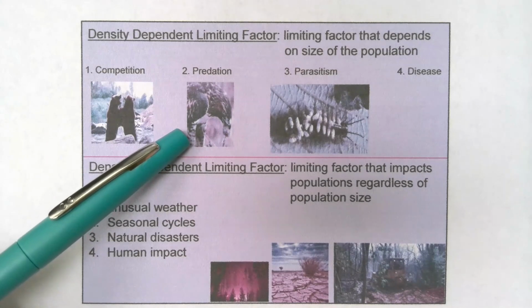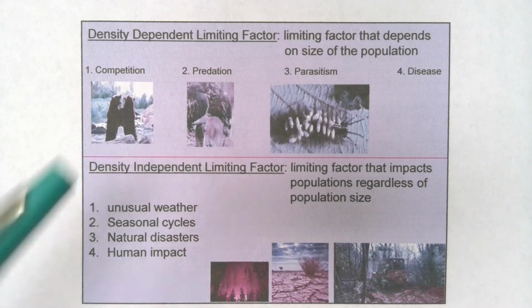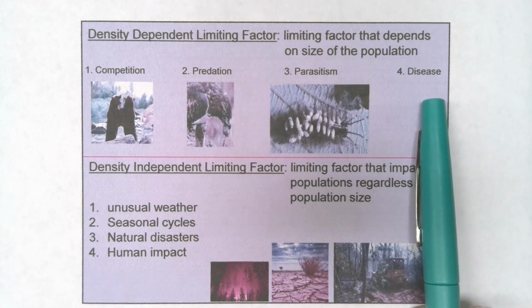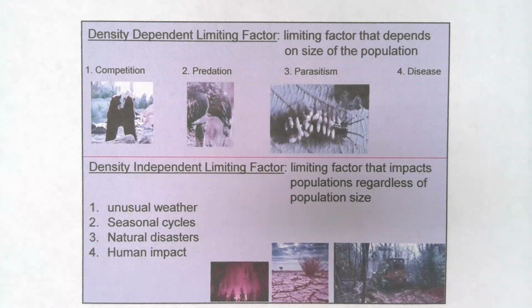Parasitism: the more densely populated a species is, the more likely parasites can move from one individual to the next. And then disease spread: the more densely populated a population is, the easier disease is going to spread from one individual to the next. And so those are all going to limit the size of populations based on density.